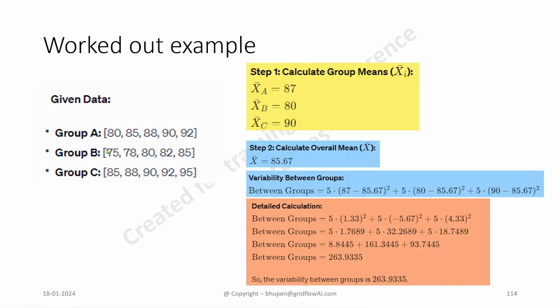Worked out example, again groups A, B, C. We compute the group means and after that the overall mean, and use the overall mean against the respective mean of each group. Let me show you. So this is 87 here, and this is 85, and likewise 80 is here, and this is your 85 points. Likewise the same thing, square them, and multiply by the number of samples. The number of samples is 5 in each group in this example.